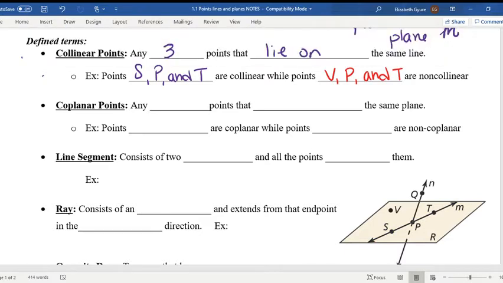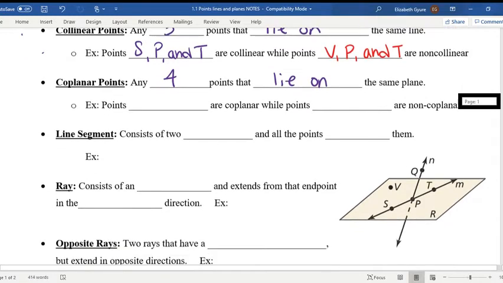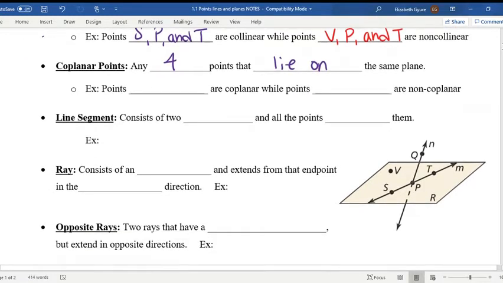All right, coplanar points. Again, coplanar, together in a plane. 3 points can make a plane, so to be coplanar, you have to have 4. So it's any 4 points that lie on the same plane. So in this picture here, sometimes it takes a little while to get used to looking at our 3-dimensional pictures on a piece of paper. It's sometimes strange drawings. This is a picture of a plane.